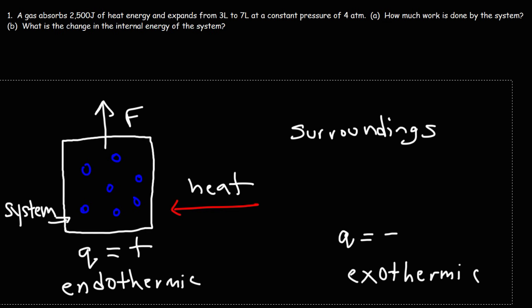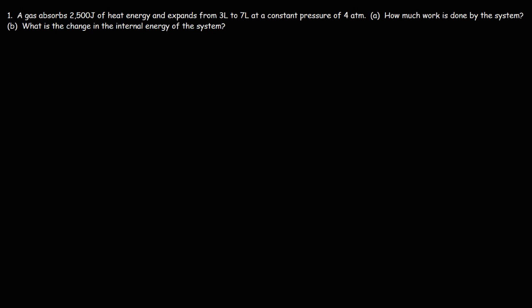But now let's work on this problem. So the gas absorbs 2,500 joules of heat energy. That means that Q is positive. Now we want to calculate how much work is done by the system. And we could use this formula. W is equal to negative P delta V.